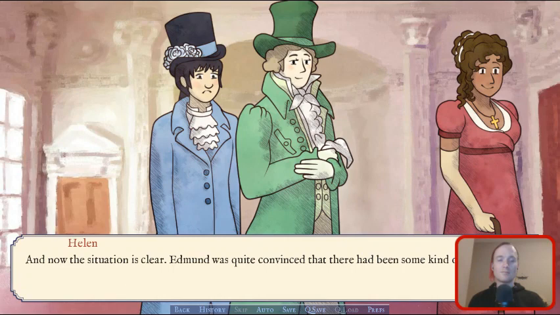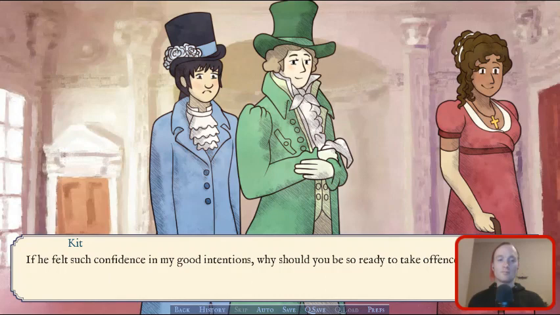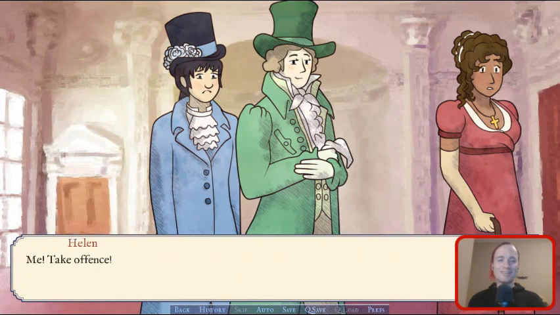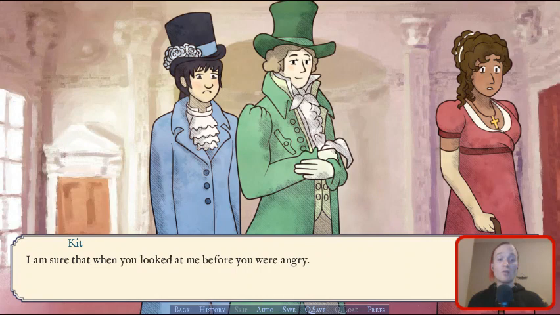And now the situation is clear. Edmund was quite convinced that there had been some kind of mistake. If you felt such confidence in my good intentions, why should you be so ready to take... That's not the right thing to say, Kit. Yeah. Me? Take offense? I'm sure that when you looked at me before, you were angry. I angry? I could have no right. Well, nobody would have thought you had no right who saw your face.